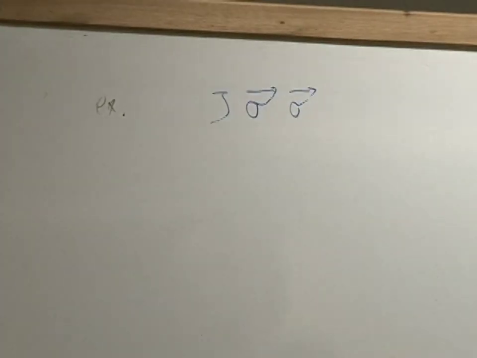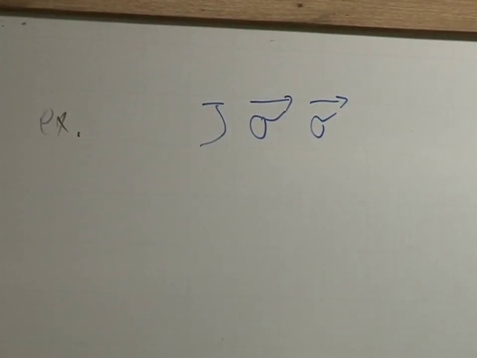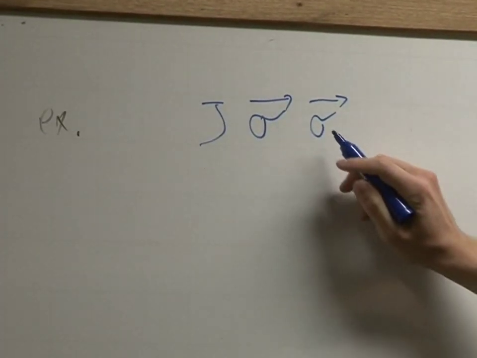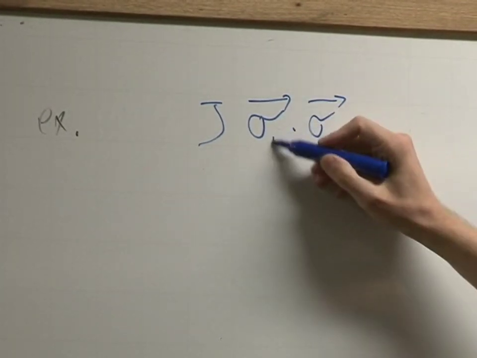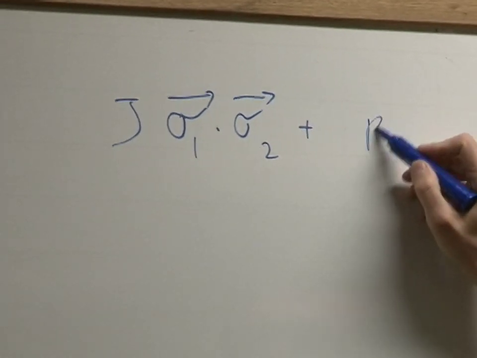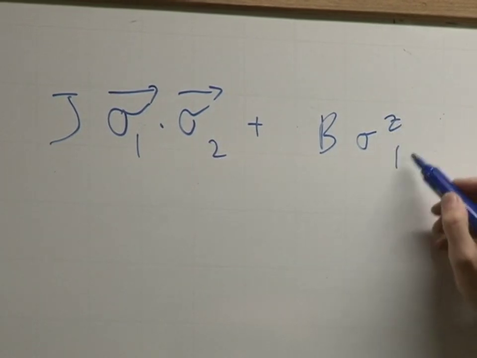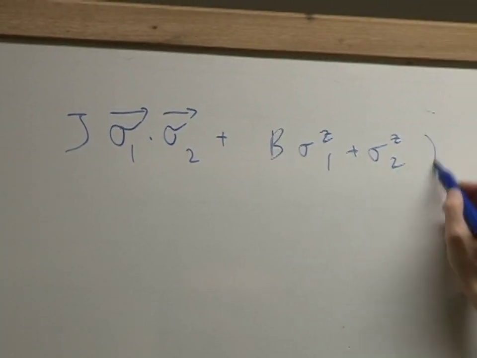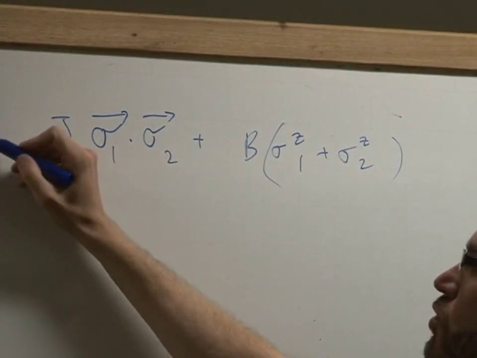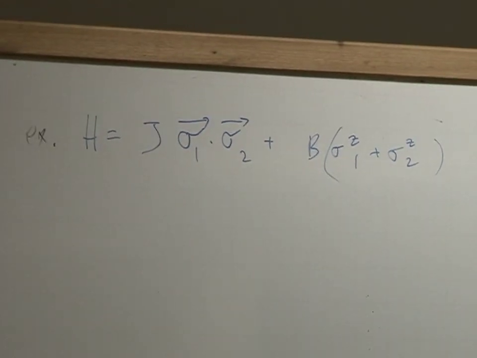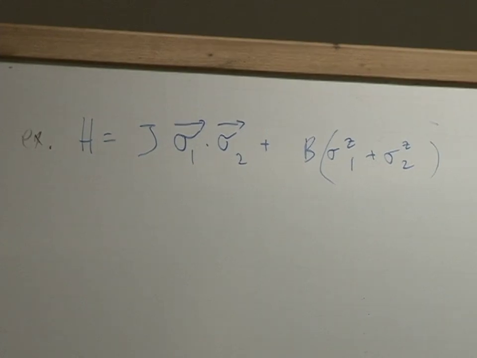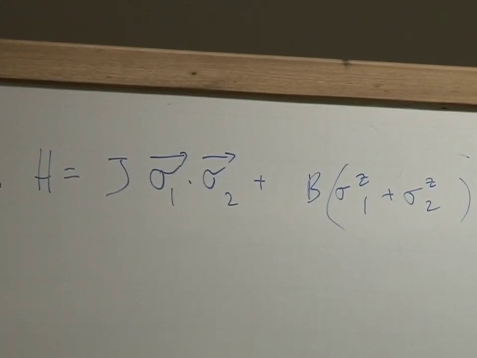So if you think about it, I'm just going to put the shorthand notation. So this is the same as the xx plus yy plus zz, now written as vectors between 1 and 2. And then I'm going to have some magnetic field in the z direction for 1, and let's assume the same magnetic field in the z direction for 2. This would be like a dimer, a two spin-half scaffold, and you could have many copies if you like.